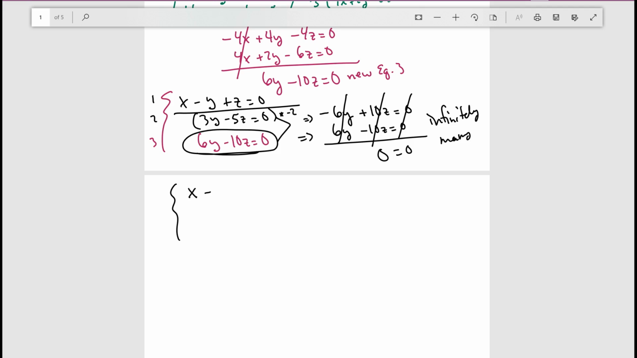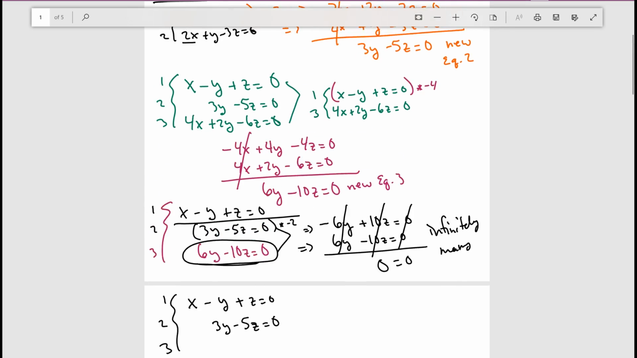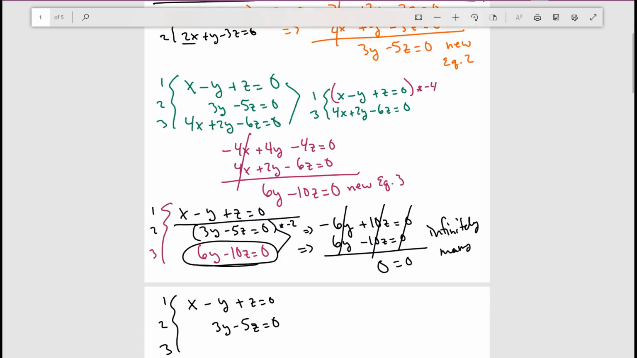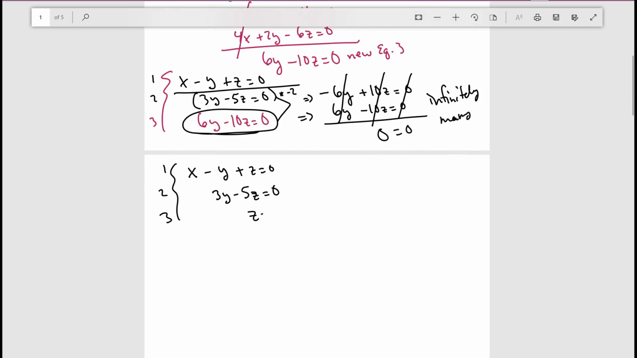We're going to have equation number 1 be the same, x minus y plus z equals 0. Equation number 2, still the same, 3y minus 5z equals 0. Now, equation number 3, since we got infinitely many solutions, we're going to set t to be a parameter. So t can be any number that I want. So I'm going to let z equal t. That's basically what I got.